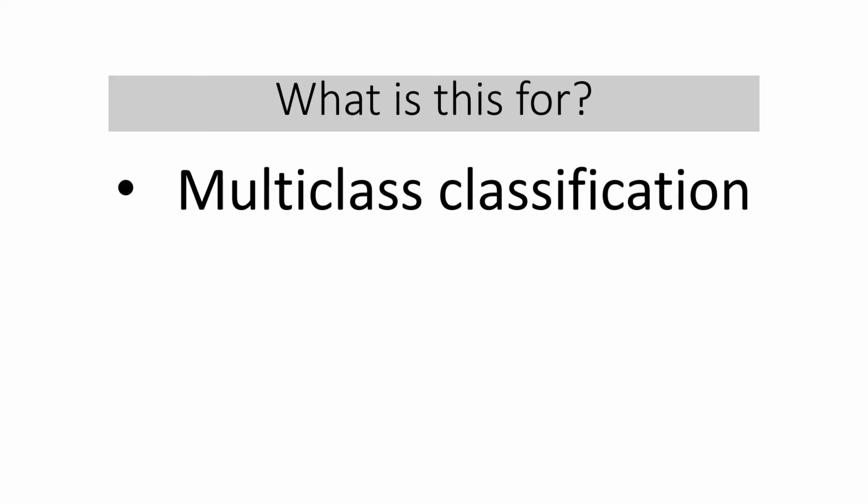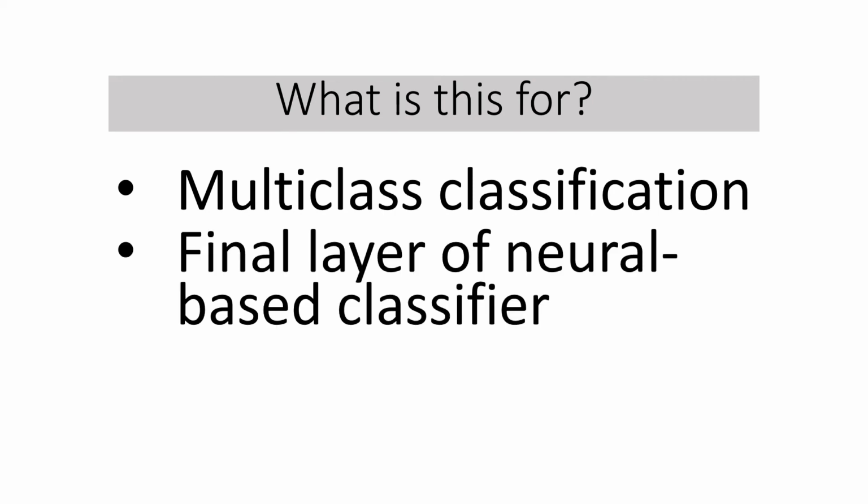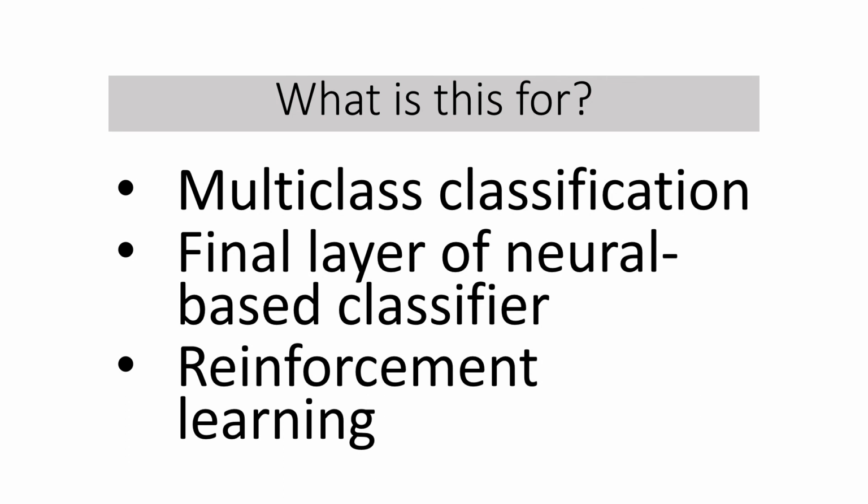What is this for? Why do you have to study this? The softmax function is used in many multi-class classification methods. Among them are multinomial logistic regression and artificial neural networks. It is used in the last layer of a neural-based classifier. In reinforcement learning, a softmax function is used to convert values into action probabilities.